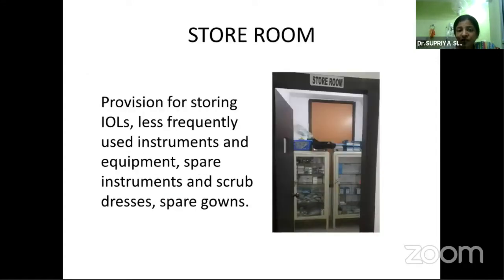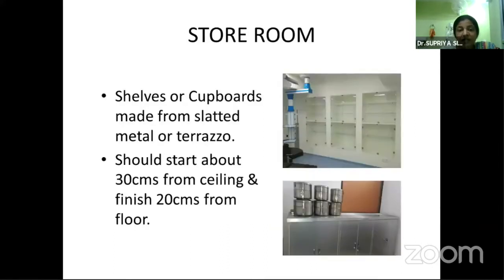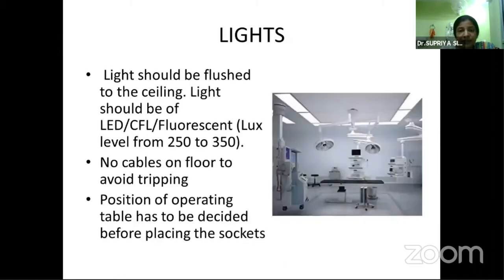There should be a provision for storeroom for storing intraocular lenses, less frequently used instruments, spare instruments, scrub gowns, and spare gowns. Ideally, the cupboard should be made up of stainless steel and shelves should be made up of glass inside the wall. But if this arrangement is not feasible, then the extra shelves can be made from either slotted metal or terrazzo. These shelves should start at least about 30 centimeters from ceiling and should finish about 20 centimeters from the floor to prevent dust from accumulating on these items.